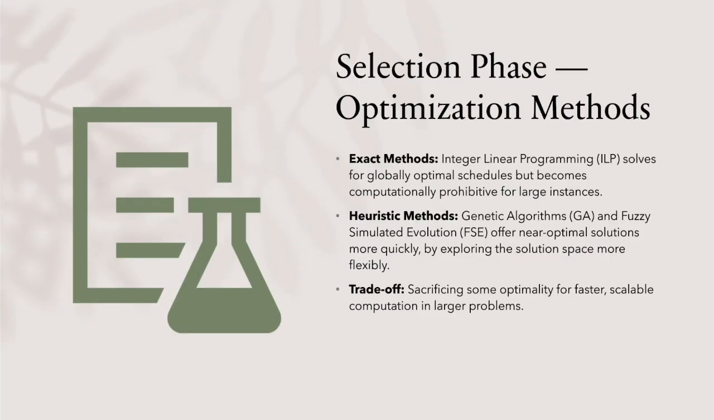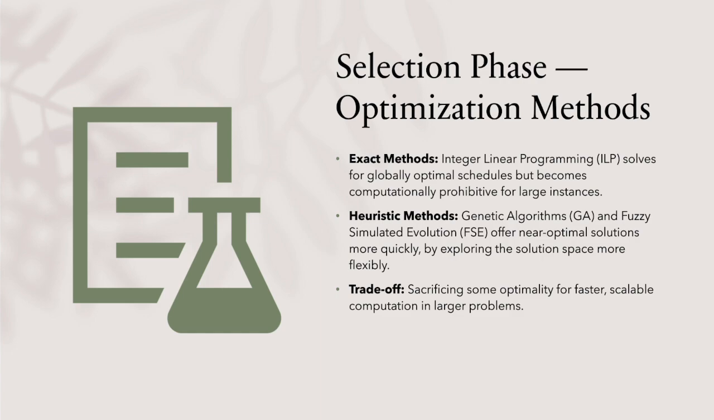So how do we optimize? For that, let's take a look at the selection phase. Once shifts are generated, the selection problem formally becomes a massive optimization task. Integer linear programming, which is an abbreviation for ILP, can find the exact optimal solution, but only for relatively small to medium-sized datasets. In large real-world networks, heuristic methods like genetic algorithms and fuzzy simulated evolution are used.